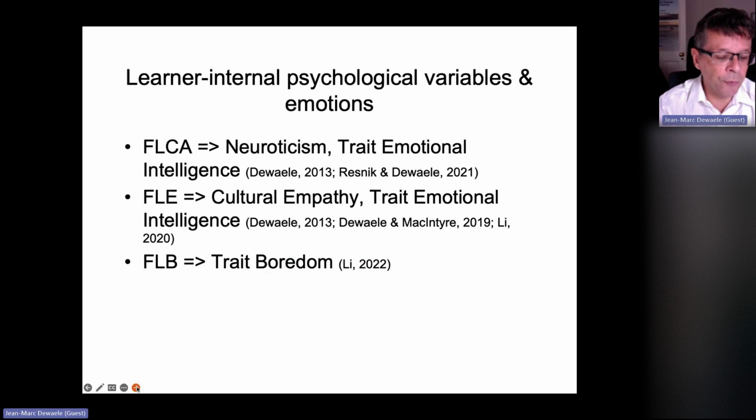What we also found was that anxiety seems to be linked mostly to personality traits like trait neuroticism or trait emotional intelligence. So people who score high on neuroticism are more anxious. People who have low levels of emotional intelligence also have more anxiety. Foreign language enjoyment, on the other hand, is less strongly linked to personality, but it is positively linked to cultural empathy and to trait emotional intelligence, and boredom is linked to the personality trait boredom. Some people are more bored in life.